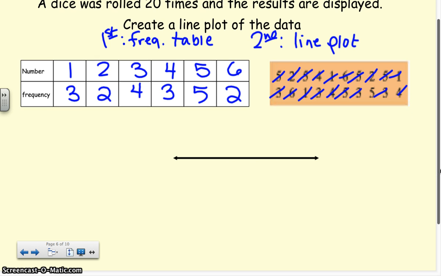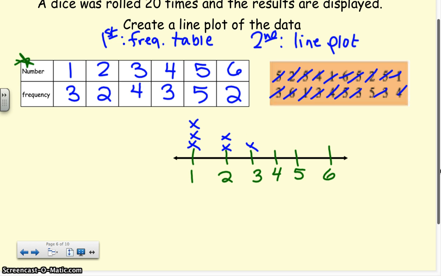My next thing I'm going to do is create my line plot. So I'm going to put my numbers on the bottom. That's 1, 2, 3, 4, 5. Let me get this a little longer. 6. Write them down. And now represent how often they're occurring. 1 occurs 3 times, 1, 2, 3. 2 occurs twice. 3 occurs 4 times, 1, 2, 3, 4. 4 occurs 3 times, 1, 2, 3. And 5 occurs 5 times, 1, 2, 3, 4, and 5.